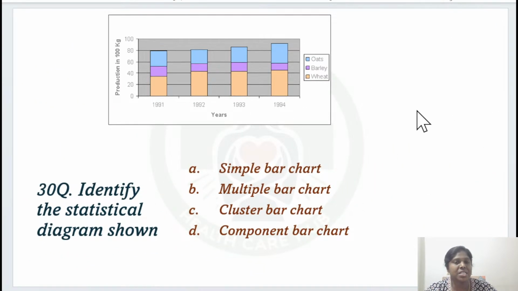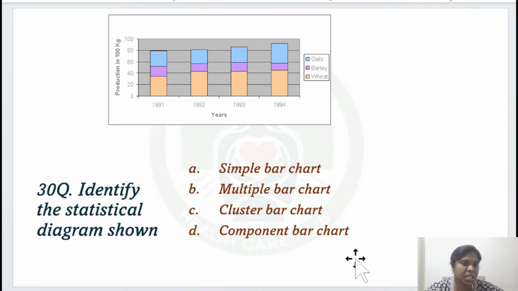Next, the last question of this session. Identify the statistical diagram shown, whether it is a simple bar chart, or a multiple bar chart, cluster bar chart, or a component bar chart. Here you can see one diagram. So, identify the statistical diagram shown, whether it is simple, multiple, cluster, or a component bar chart.